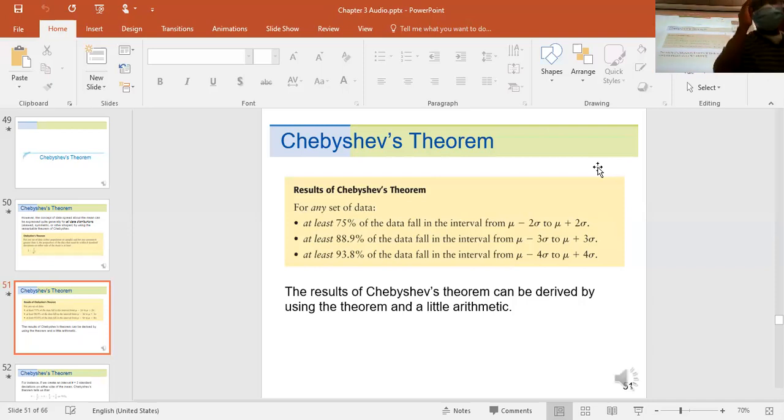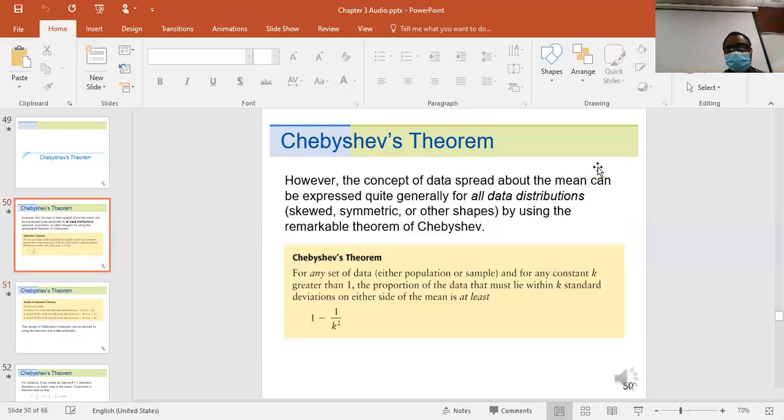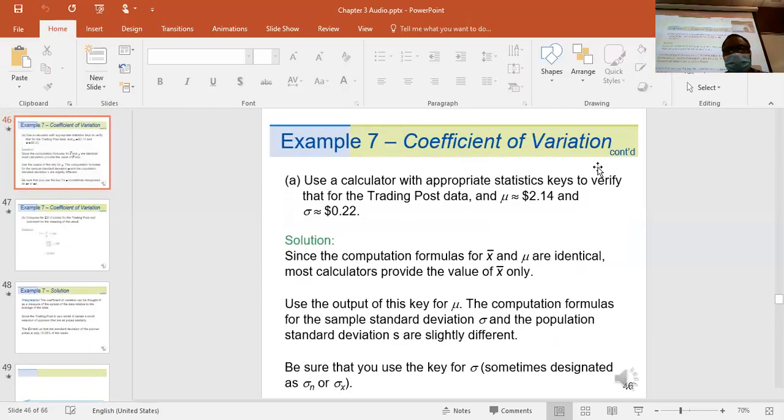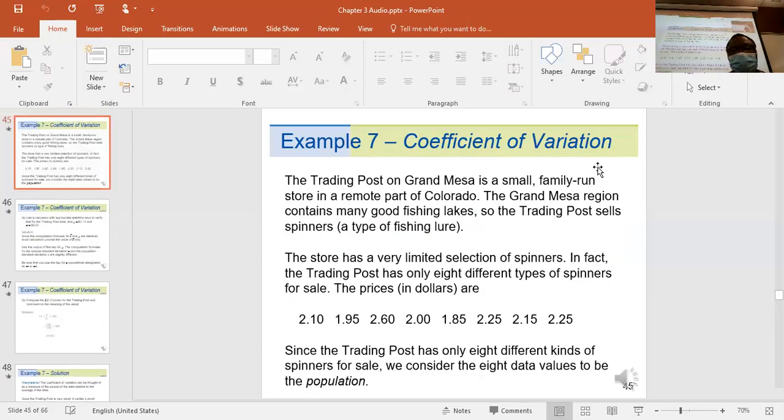So we were able to compute the measure of variation.